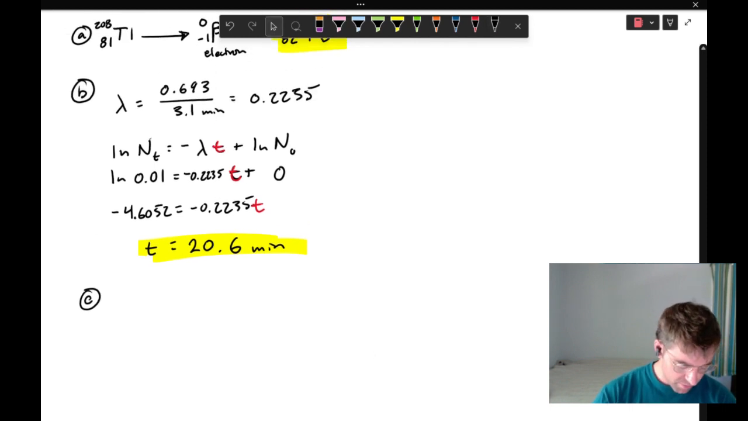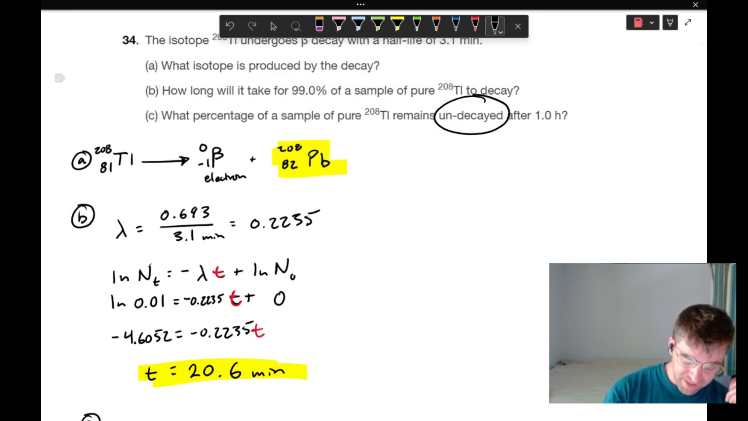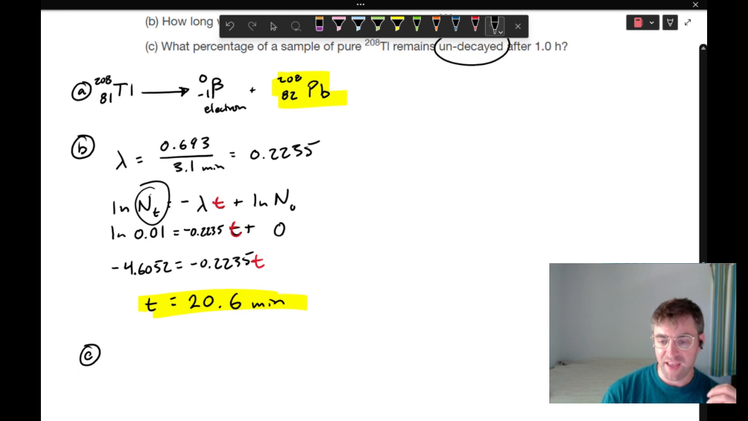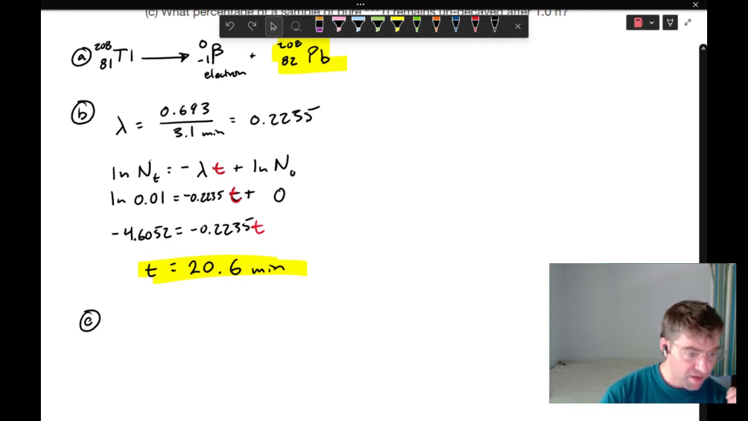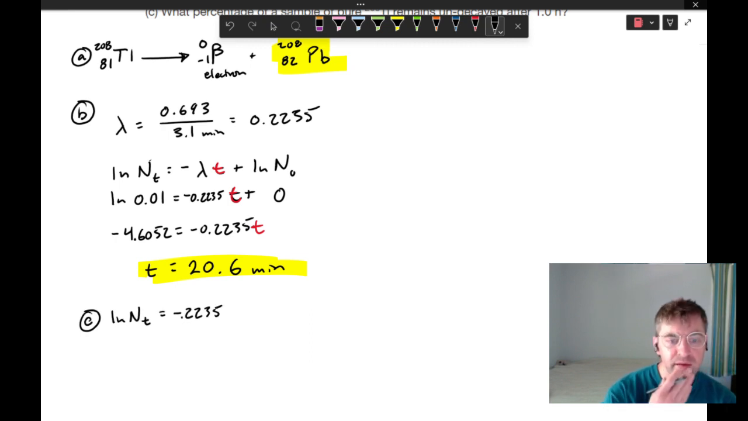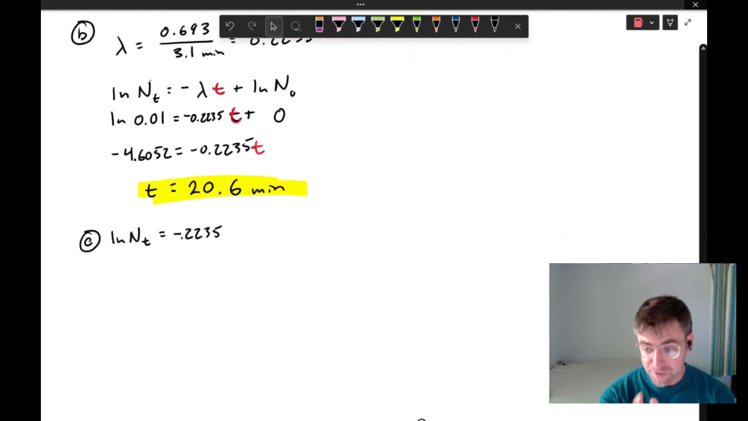And question C was, what percentage of a pure TL208 sample remains undecayed after 1 hour? So undecayed, basically, that means that they're asking for what's left at the end. They're asking for this N sub t value. So keeping everything the same, let's go ahead and just move everything in. What percentage of pure sample remains after 1 hour? So keep your units consistent.